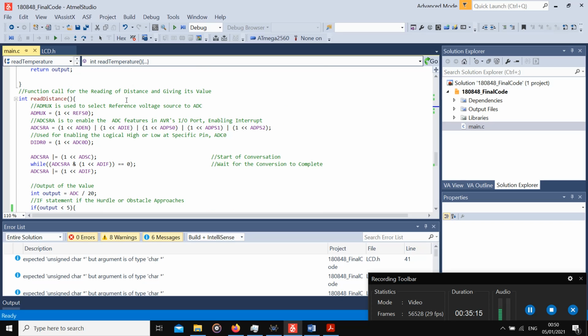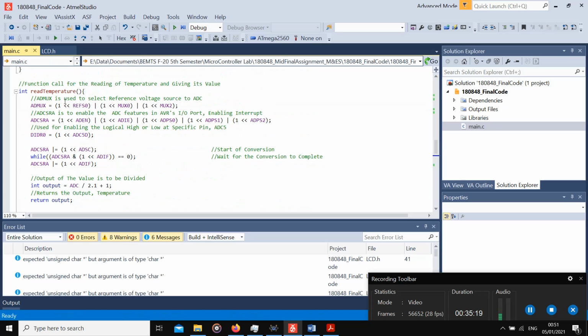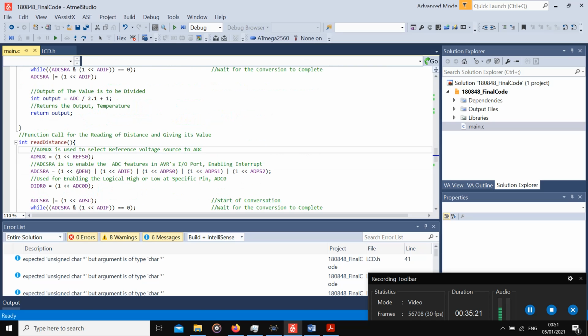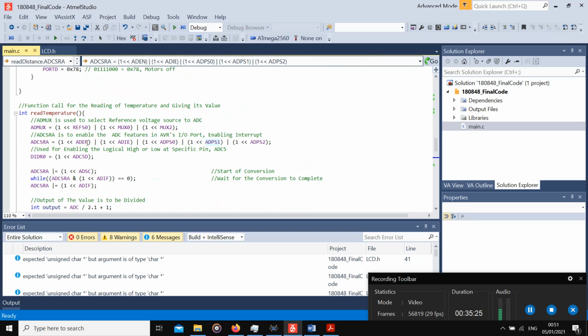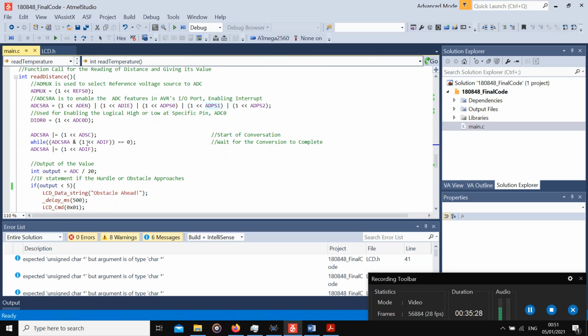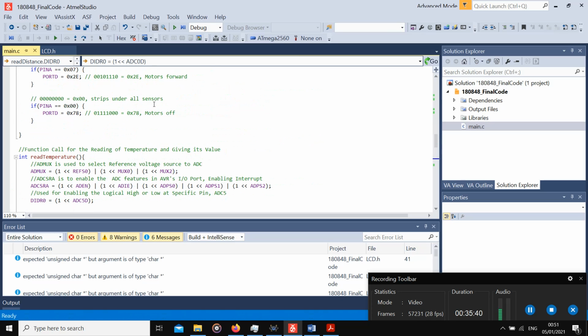Similarly, for the read distance, it is again very simple. You have the ADMUX, which was used over here as well. Then you have the ADCSRA, which is again very similar to what you have used. In fact, the very same thing. Again, you have the DIDR0, the digital input disable register, which is used again in the very same way. However, this is used for the ADC0 pin. Over here, it was used for the ADC5 pin.